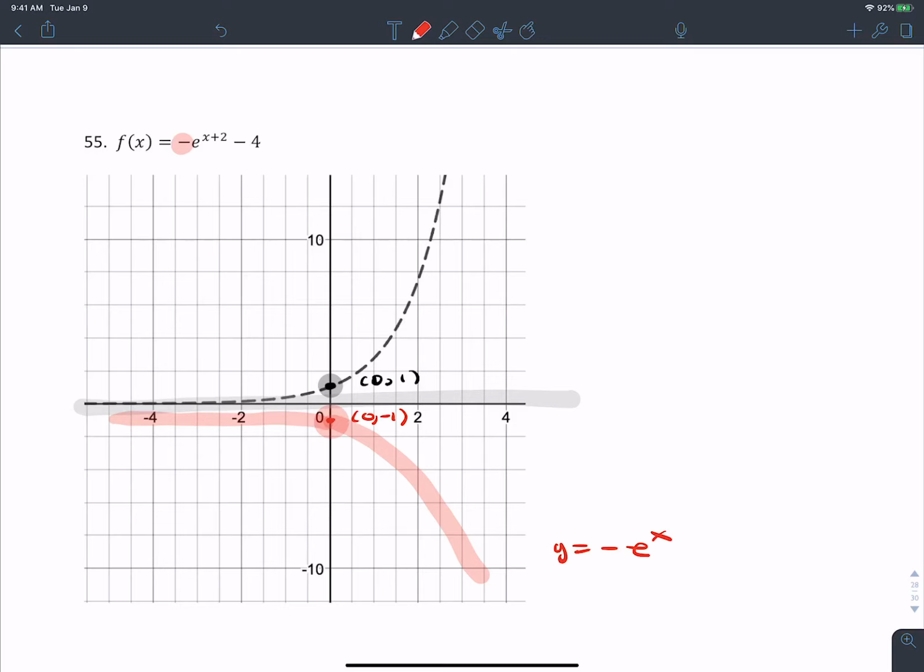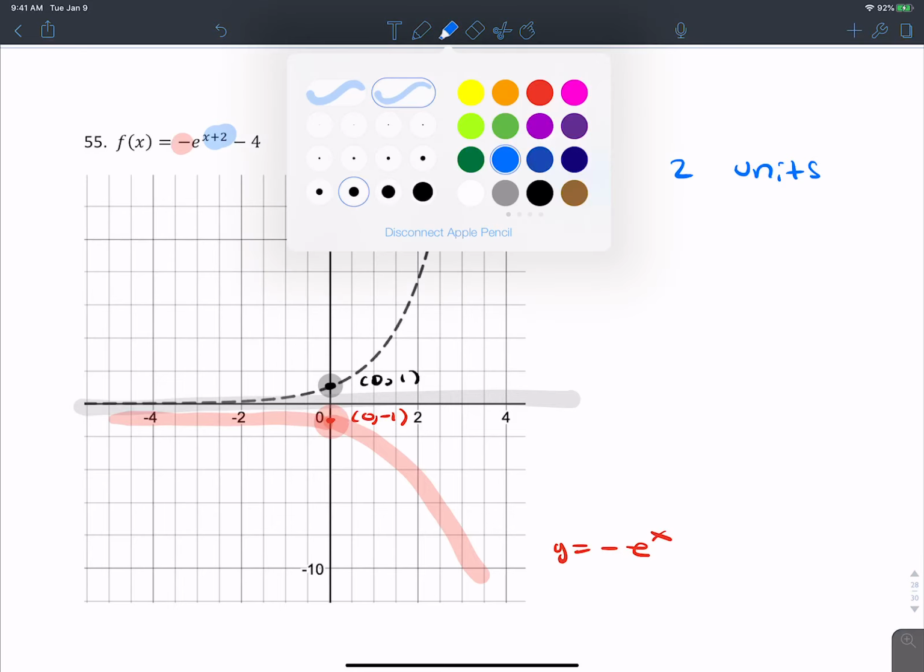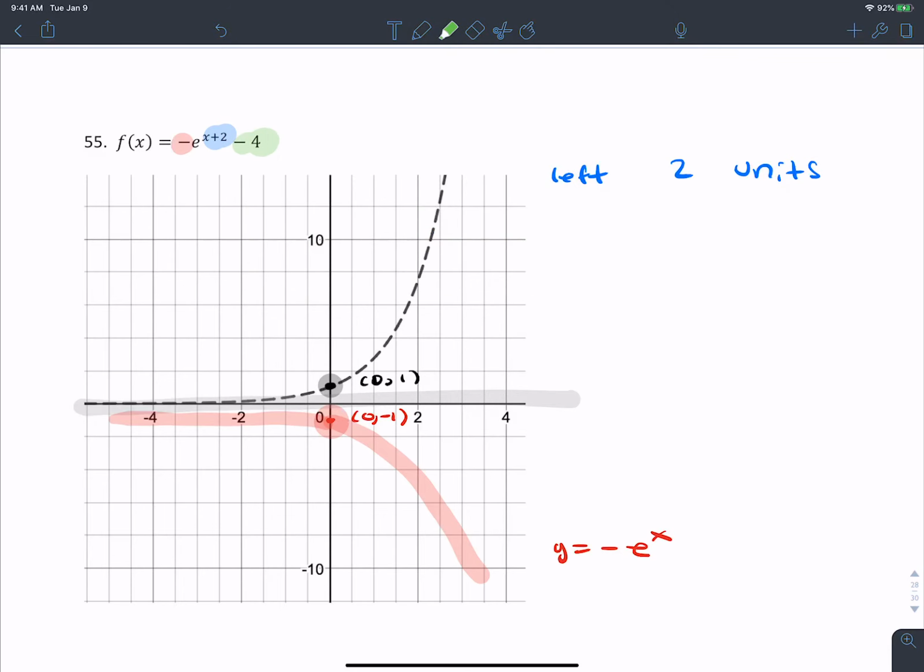Okay, but we have plus 2 there. So that means we're going to do a shift here. We move to the left 2 units. Remember, if it's plus, it goes to the left. If it's minus, it goes to the right. So this is plus 2 units. And then we'll notice here you have minus 4. And for minus 4, that's going to mean you move down 4 units. So you're going to move to the left 2 units, and you're going to move down 4 units.